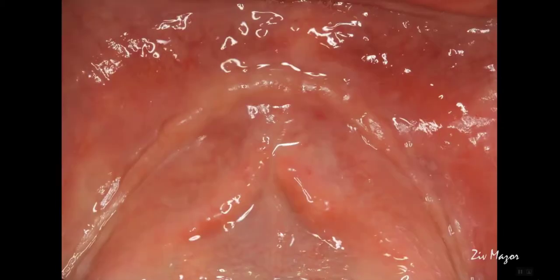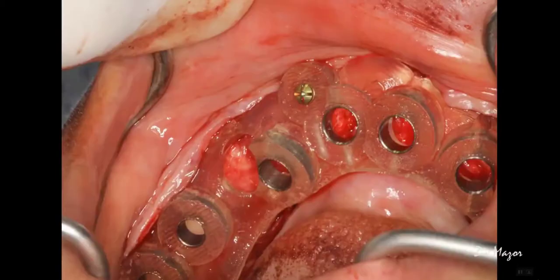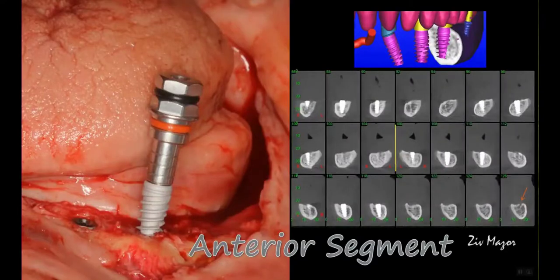So here is the ridge, opening up a flap, seating the guide. Now the reason that you see here an opening in the guide is that the nerve is right there, so we don't want to compress the nerve.